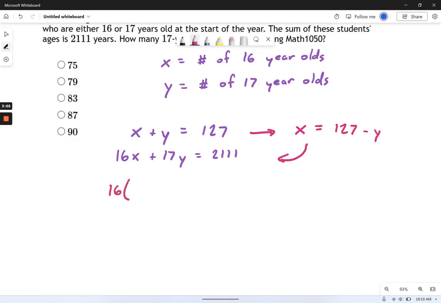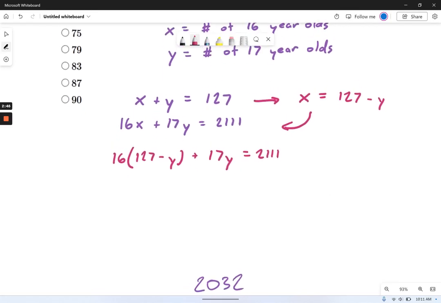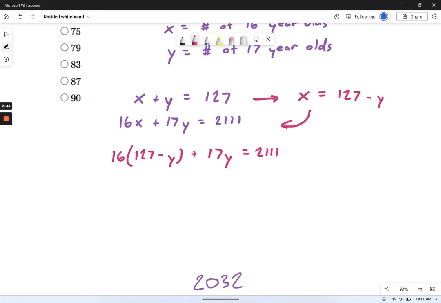So this becomes 16 times (127 minus Y) plus 17Y equals 2,111. Now look at what we have. It's an equation that only has Y's in it. We know we can solve equations with only one variable. So I have to cheat. I have to look at my 16 times 127. I figured out before that was equal to 2,032, minus 16Y plus 17Y equals 2,111.